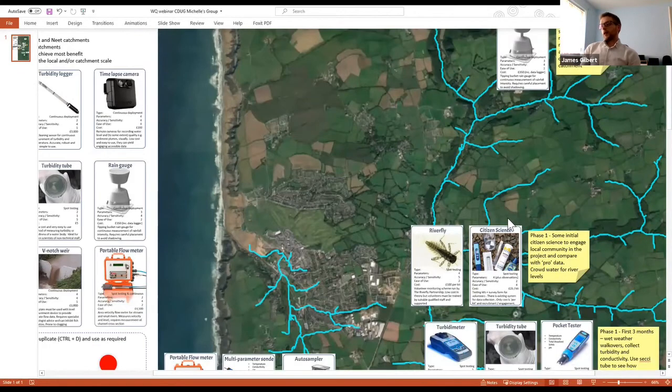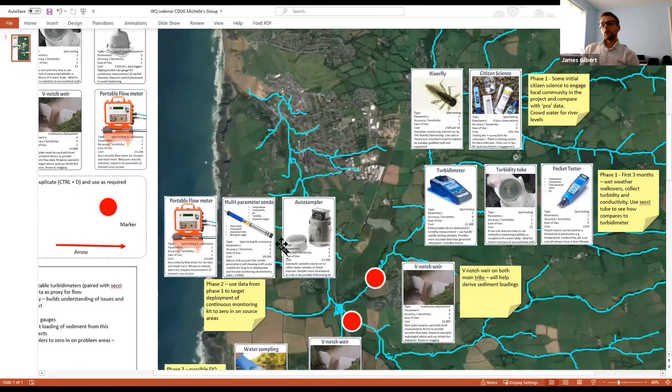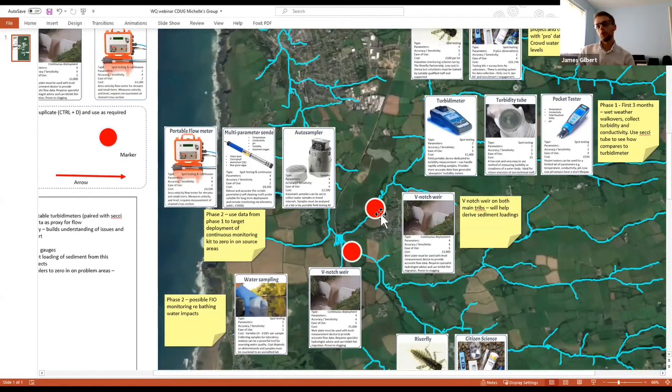So as I mentioned, the second phase is ultimately designed to gather some really high quality, high resolution data of the 2 subcatchments, the main idea being to derive loadings from each subcatchment. To do that we'd install 2 V-notch weirs, one at the pour point of each subcatchment, and then fanning out from there, we would deploy our multi-parameter sondes, auto-sampling kit, etc.